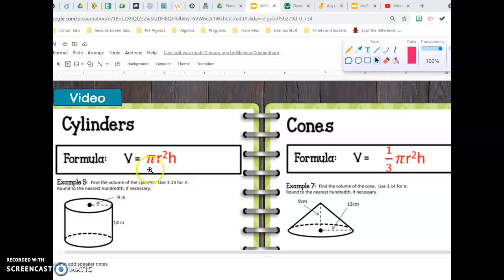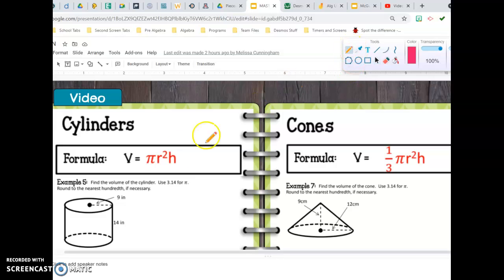And if you remember from 7th grade, the area formula for a circle is pi times the radius squared. The radius is the distance that is from the center. It is halfway across your circle. So whenever we do these, you will want to read the instructions, but in this case, it says to find the volume of the cylinder, and it tells you to use 3.14 for pi and to round to the nearest hundredth if necessary. So that would be to 2 decimal places.